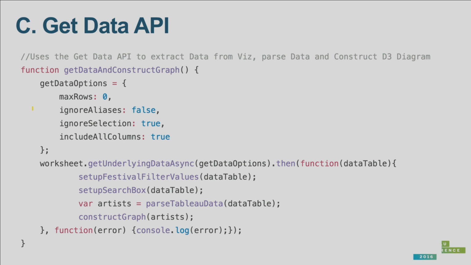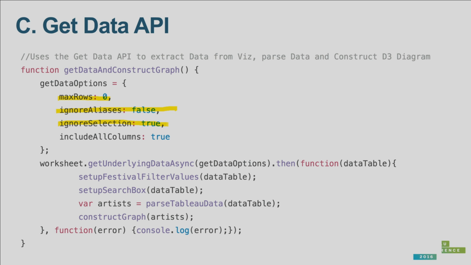What I have here is a function called getData and construct graph. Inside this function, first I set up the parameters that I want to input into my API. Here I can set max rows to 0 to indicate that I want back all the data rows from my Viz. And then I can set ignore alias to false to indicate that I want my data value to show the aliases that I have defined in Tableau Desktop. And I can set ignore selection to true so that we are not limited to the data that is currently selected in the Tableau Viz.